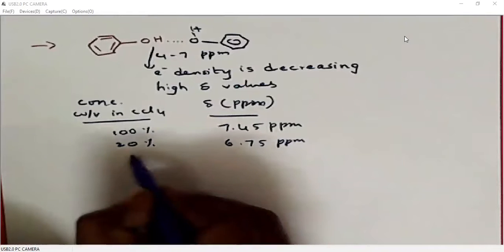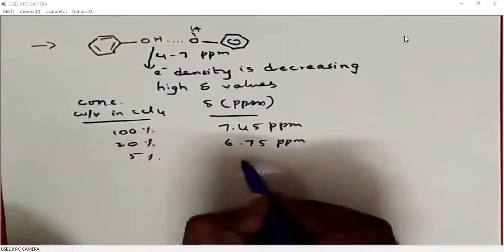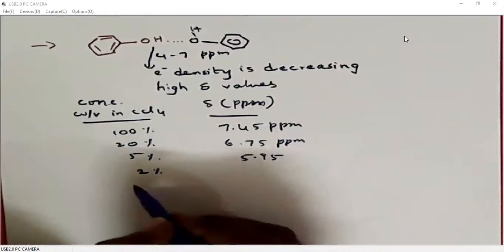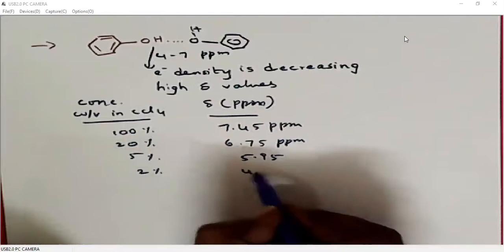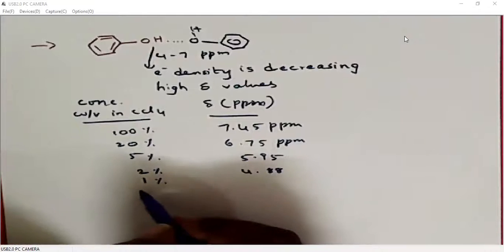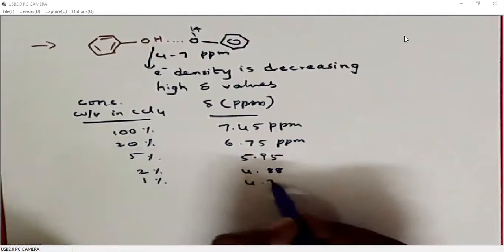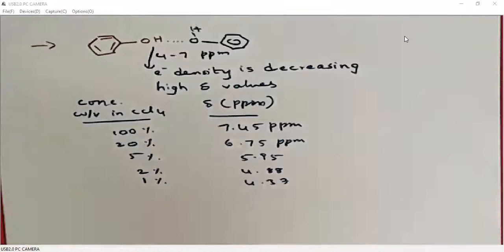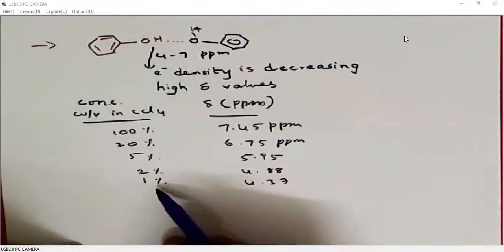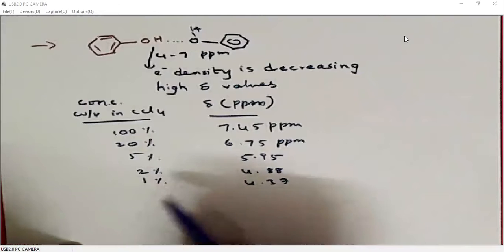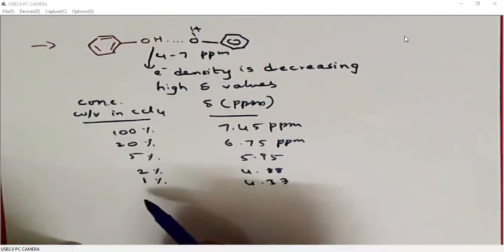For example, if you go for 5%, it gives a peak at 5.95 ppm. If we use a 2% solution, it gives a peak at 4.88 ppm. If we have a 1% solution, it is 4.37 ppm. So that means with decrease in concentration, what is happening? The number of molecules in the solution decreases. As a result, hydrogen bonding will also decrease.